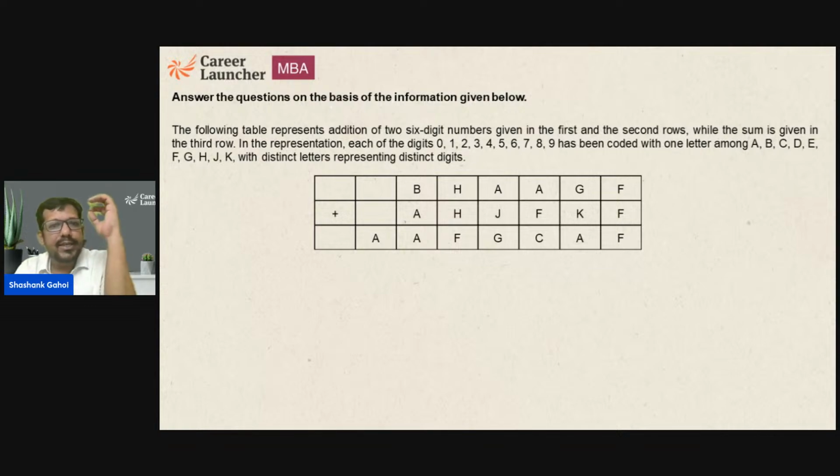Basically, the important point given here is distinct digits. Distinct digits means no alphabet can have more than one value. You can't say that B can represent 1 or B can represent 1 and 2. B cannot represent two digits, and it's also not like A can be 1 and B can also be 1. That's not possible. So now I need to figure out how I'm going to solve it.